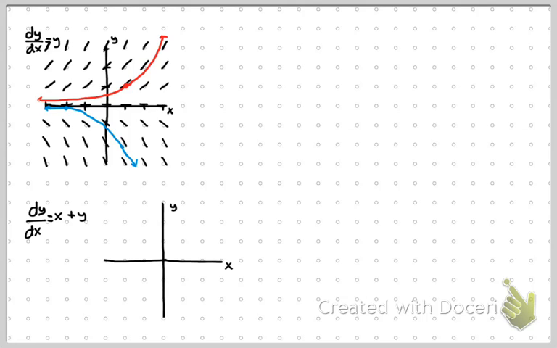At -3, 3, x plus y is 0. So at that coordinate, -3, 3, I should have a horizontal line. And that's going to be true at -2, 2, and at -1, 1, and 0, 0, and 1, -1, and 2, -2, and 3, -3. So I've got my slope field for all the points that are opposites.